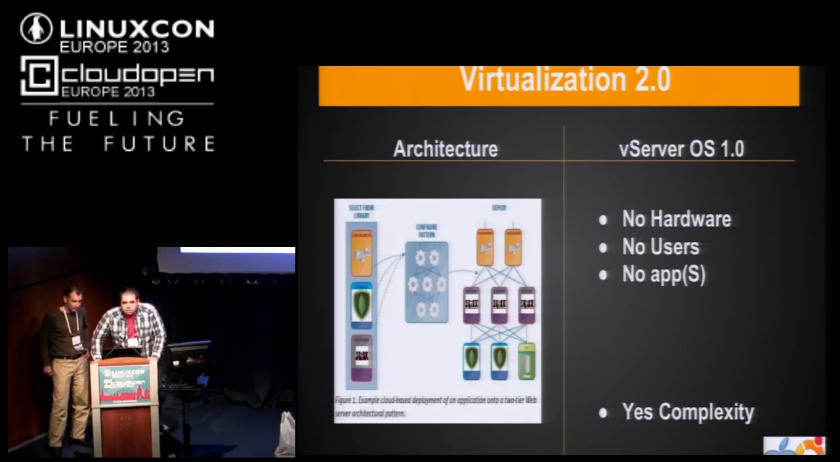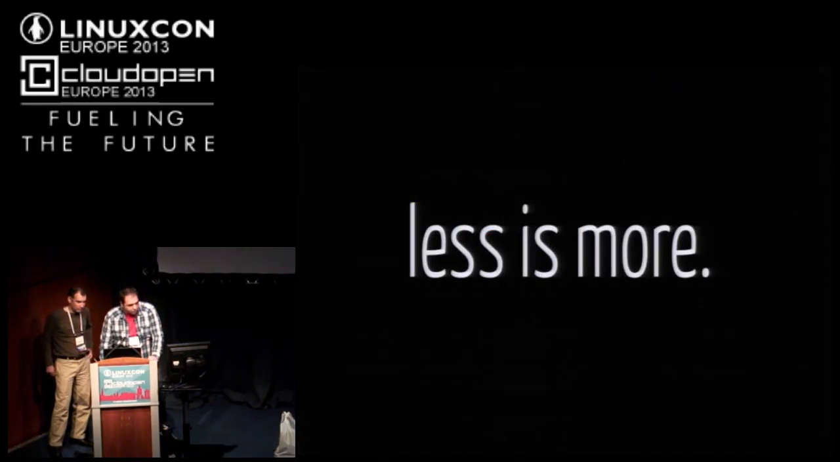So the whole idea that we have for OSv is that we should really try to diminish this complexity by making things behave in a way that is more natural, given the boundaries that we have today. So we truly believe that less is more.